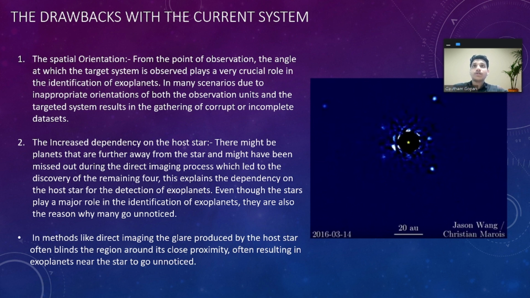The drawbacks with the current system. The spatial orientation of the point of observation, or the angle at which the target system is observed, plays a very crucial role in the identification of exoplanets. In many scenarios, due to the inappropriate orientation of both the observation units and the targeted systems, we end up gathering incomplete or noise-filled data sets. This can be observed especially when varying the observation points from telescopes placed on the surface of the Earth to orbital or lunar orbit-based systems.